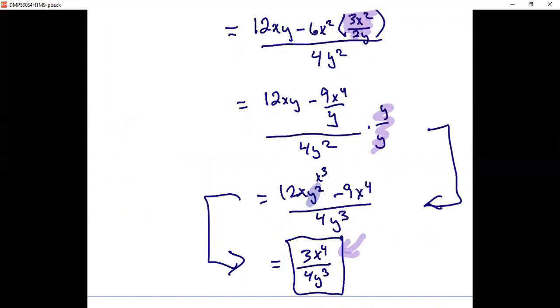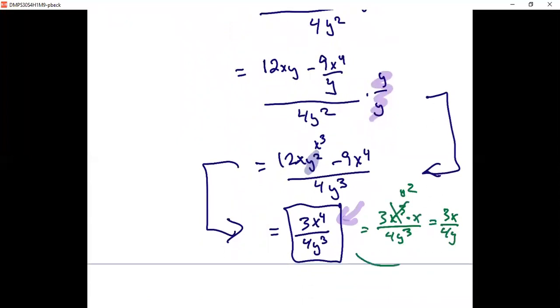Now the question is, could we even go simpler than this? And the answer is, we definitely could. I'm comfortable with this as an answer, but if you broke this as 3x cubed times x over 4y cubed, we can then replace the x cubed with a y squared, which turns us into 3x over 4y. Definitely a much simpler answer.